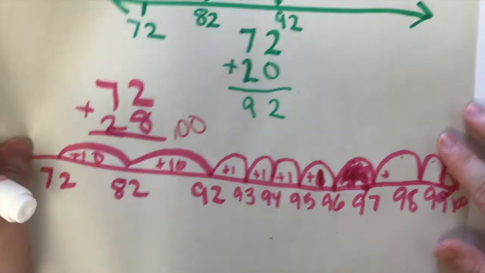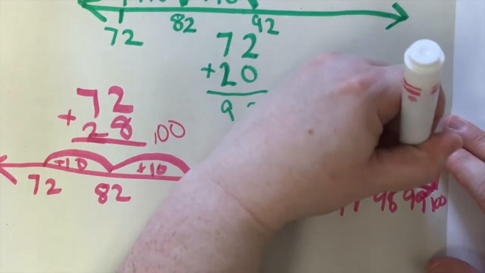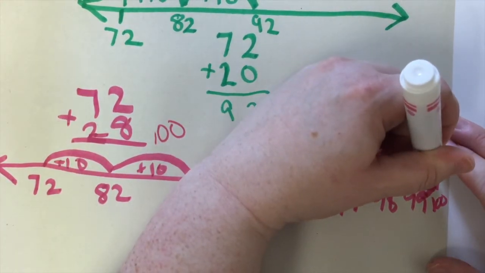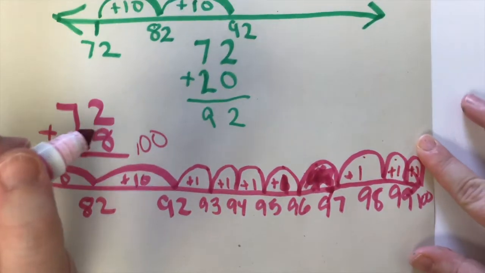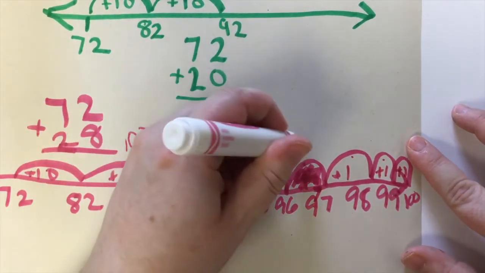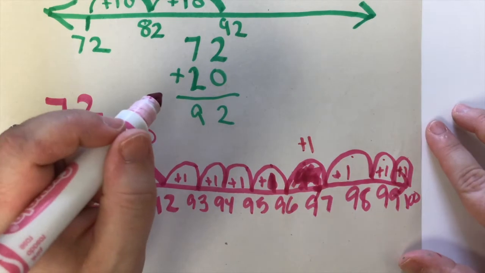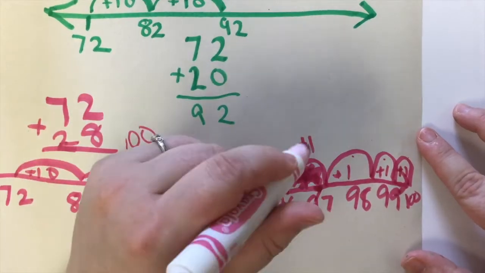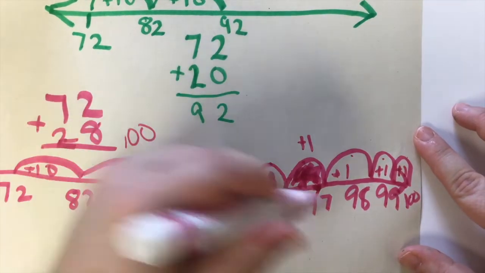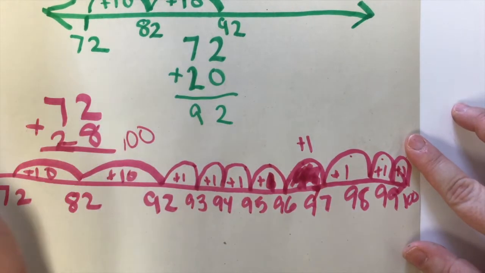So that's how you can do an open number line with tens and ones. It can get a little messy. And normally I would do a better job if I was using pencil, but yeah, there we go. It's okay. The point is, I got my answer. I showed my work. Ta-da!